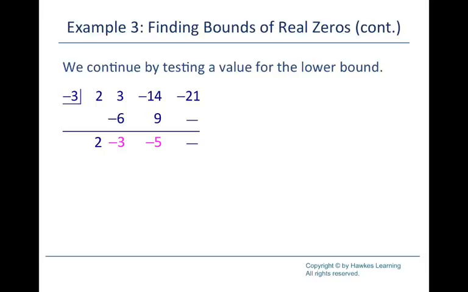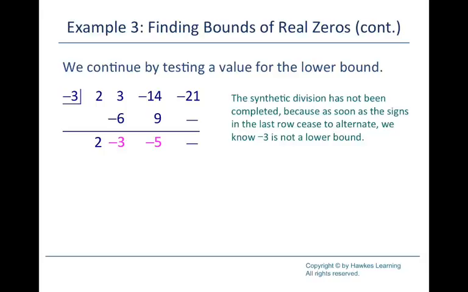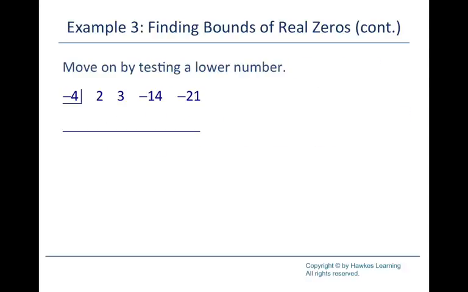Now, they didn't bother to do that because, remember, for the lower bound, we alternate signs. So when we went from 2 to negative 3, that was good. But since we didn't go back positive at negative 5, we know we don't have a lower bound. That's not a lower bound. Okay? So once we know we don't get the alternating signs, we can stop. So we're going to test an even lower number, negative 4.